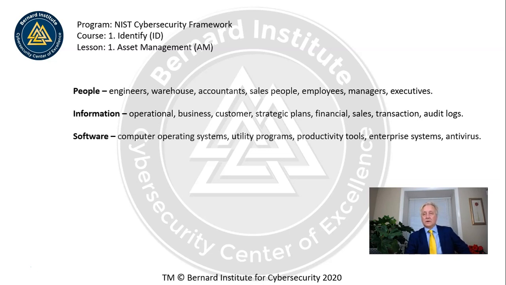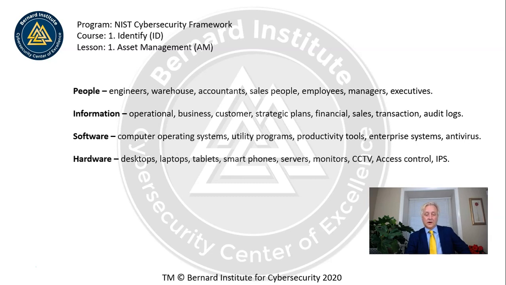We have software. We have computer operating systems, utility programs, productivity tools, enterprise systems, antivirus. Under hardware, we have desktops, laptops, tablets, smartphones, servers, monitors, the CCTV or closed circuit television system that we use, also the access control system that we use, and also the intrusion prevention system. These are all examples of different types of hardware and systems that we have.